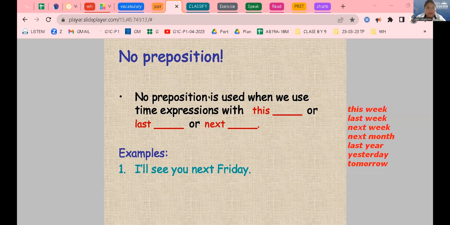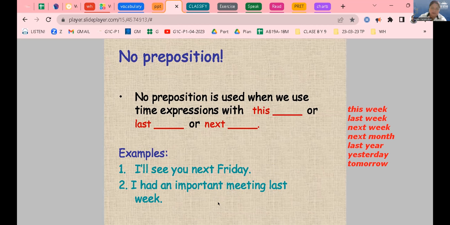Okay, no preposition is used when we use time expressions with this, or last, or next. Examples, I'll see you next Friday. Okay, te veré el próximo viernes. Entonces acá no podemos decir I'll see you next on Friday. No, estamos utilizando una expresión de tiempo, entonces no vamos a utilizar una preposición, porque ya tenemos esta expresión de tiempo. Te veré el próximo fin de semana, el próximo viernes. I had an important meeting last week. Tenía una reunión importante la semana pasada, right? Last week. Entonces no puede ser at last week. No, it's not possible.